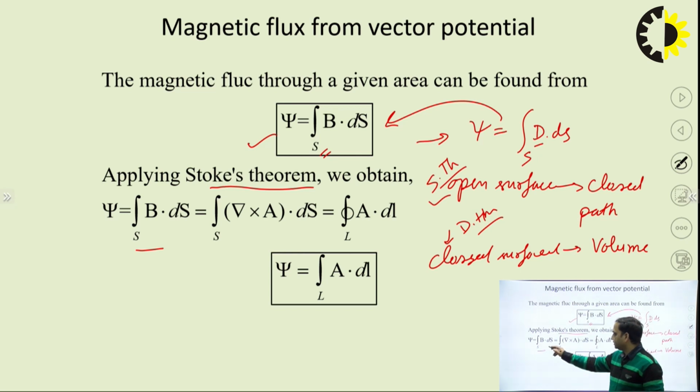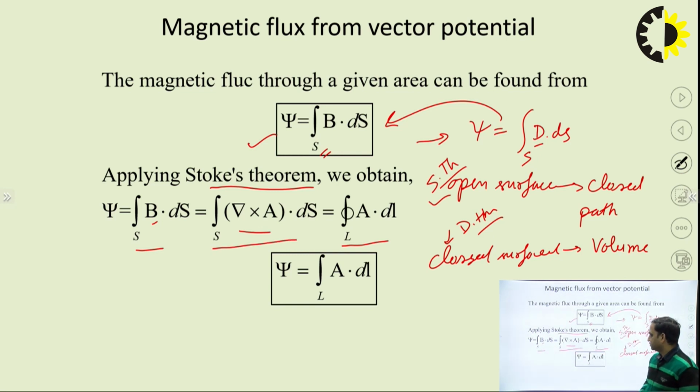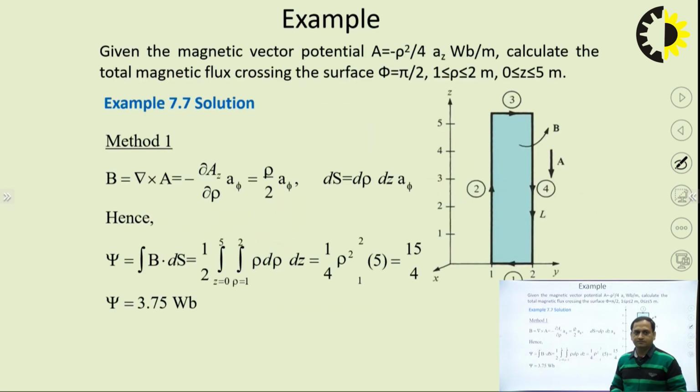Before that we can use this B dot ds. In place of B we can write del cross A dot ds, and that is equal to A dot dl. So we are applying the Stokes theorem here, right? So del cross A dot ds is equal to A dot dl. Here psi is equal to A dot dl, this is the total flux passing through the given surface, right? So we have to use the closed path from here. So when we have the closed path, that is A dot dl.